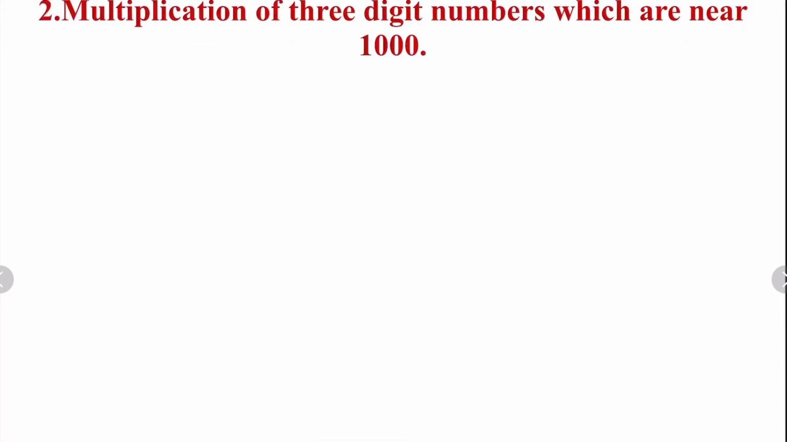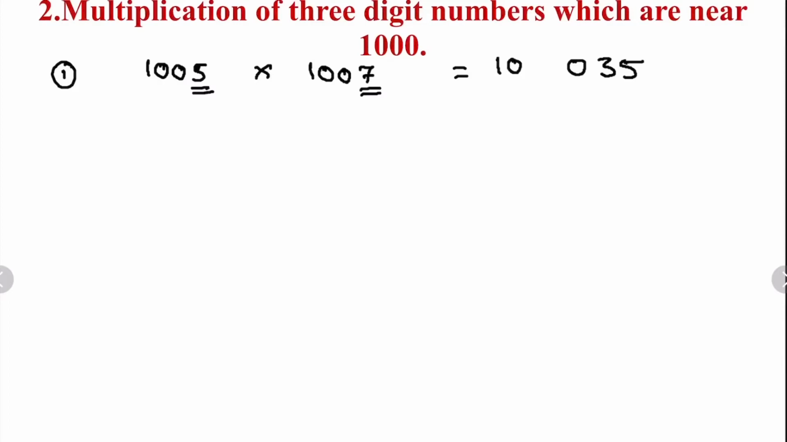Numbers which are near to 1000. For example, 1005 is multiplied with 1007. So 1005, how much more than 1000? 5. 1007, how much more than 1000? 7. So 5 into 7, 35. Keep 0, 3, 5 because here we are comparing with 1000, so you have to keep 3 digits. Next, 1005 plus 7, 1012.